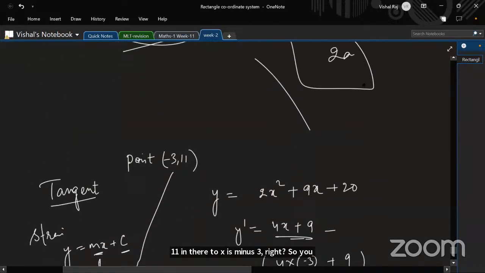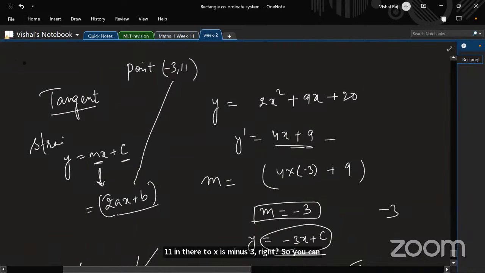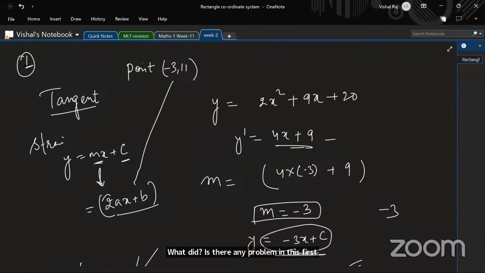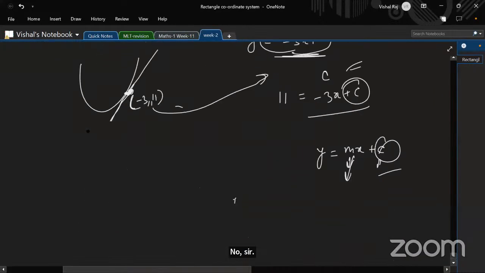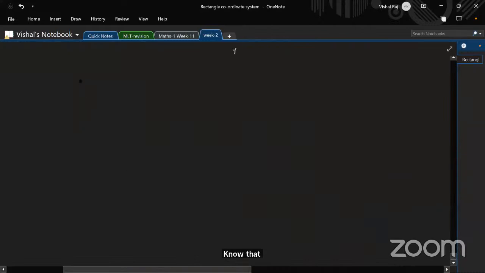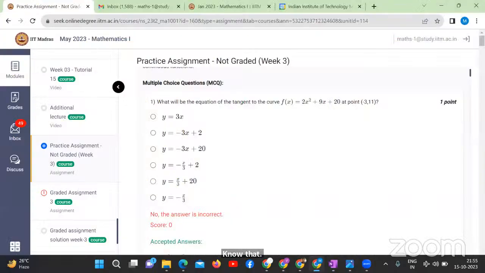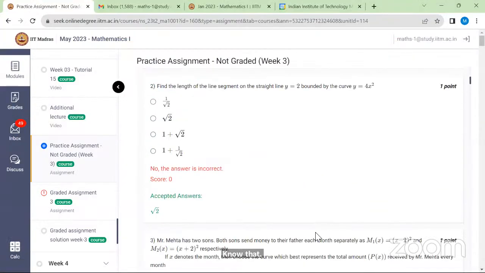Got it? Is there any problem in this first question? Should I repeat it? No, sir. Okay, let's move to the second problem. Do I need to discuss the second one? Question. Okay, what is the length of the line segment on the straight line y equals 2 bounded by the curve y equals 4x square?